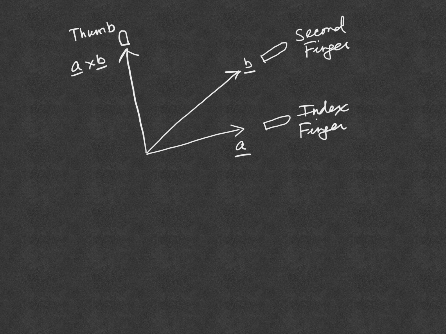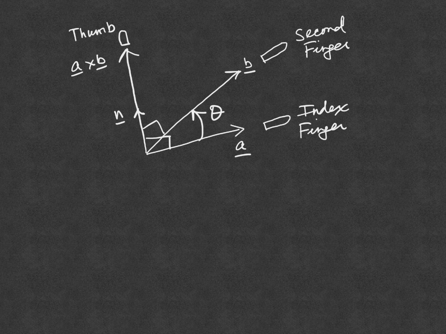And the unit vector in the direction A cross B is n, and that vector is orthogonal to both A and B in this right-handed sense. Now, the right-handed sense comes from the fact that if I curl my fingers from A to B, in other words, if I curl my index finger towards my second finger, then my thumb is pointed in the direction normal to both A and B in a right-handed sense.